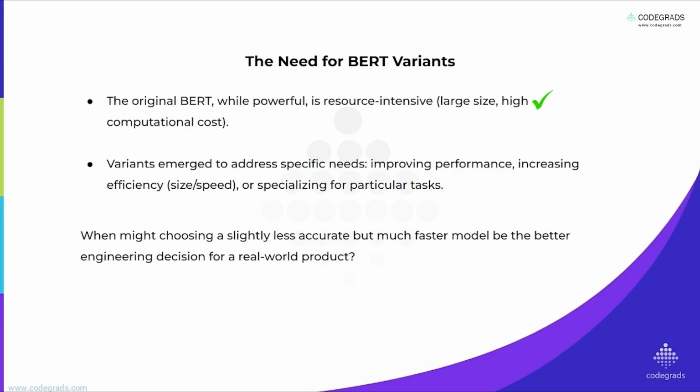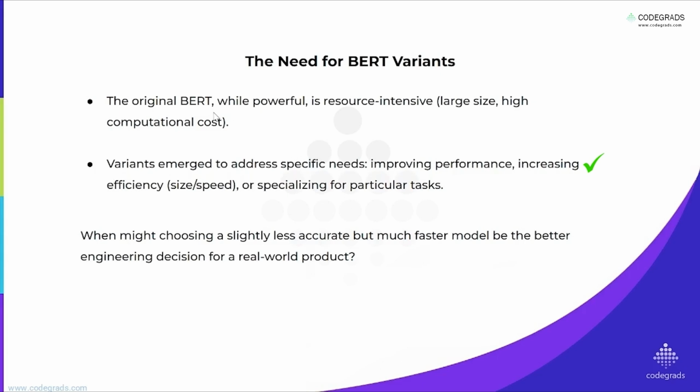So for that part, the different variants of BERT emerged to address specific needs like improving performance, increasing efficiency, that is the size of space, or specializing for particular tasks. Now, if we see the working, how does BERT learn? It reads billions of sentences from Wikipedia, books, etc., and it learns relationships between words, grammar, and meaning. And it is fine-tuned later for tasks like question answering, text classification, or sentiment analysis.